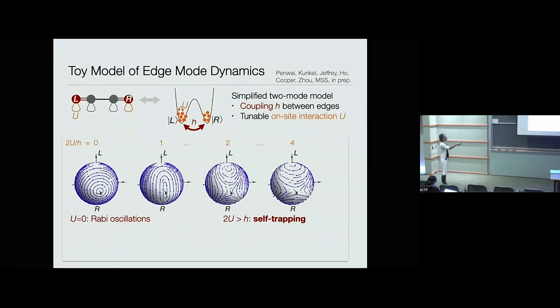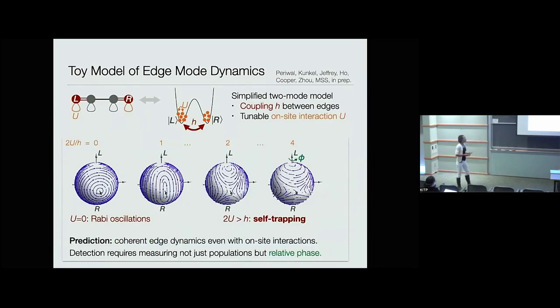And if the on-site interaction is too strong, there's a well-known effect known as self-trapping, where the excitations will be trapped and not oscillate. So in the absence of on-site interaction, on some Bloch sphere where the poles are the left and right edges, I get Rabi oscillations. But if I turn on this on-site interaction, these trajectories will change. I'll basically get two fixed points for strong on-site interaction at the north and south poles, and the dynamics would be essentially precession about those fixed points. So that I thought was a nice picture for explaining the suppression of the oscillations that we saw.